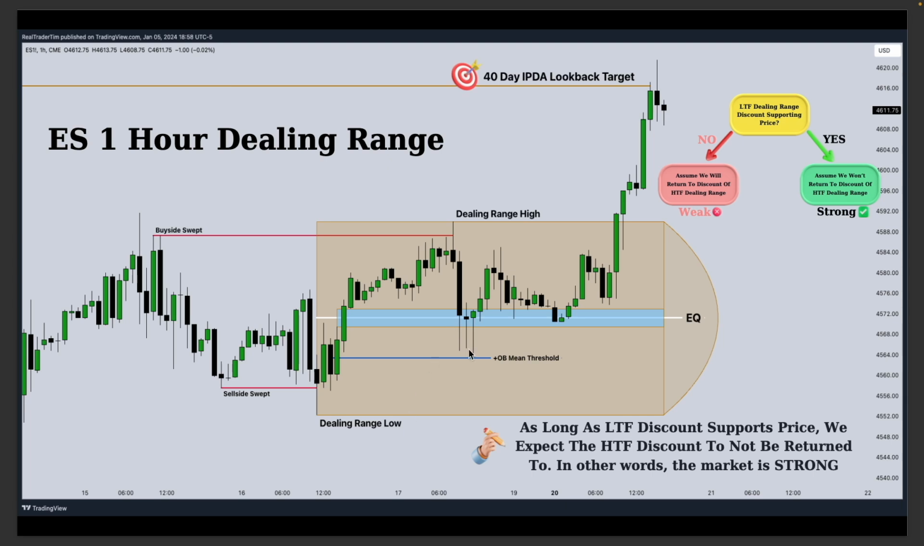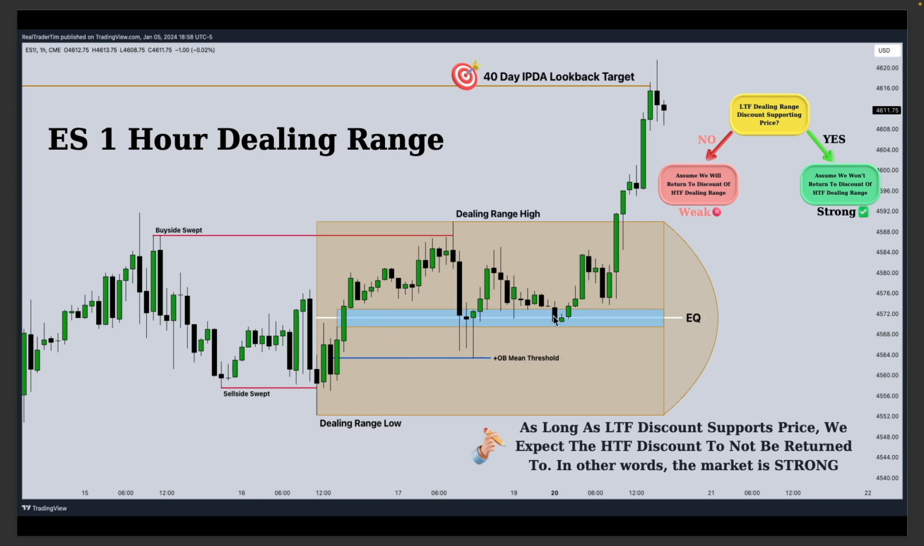So as long as these hourly discount key reference points offer support for the algorithm, we're going to expect the 4-hour, the daily, the weekly, the monthly dealing ranges not to be returned to. After we wick into mean threshold of this order block, what are the bodies telling us? Is it respecting this fair value gap? Yes. So the wick's doing the damage into a key reference point, but the bodies are telling us time and time again that it is respecting this discount level, the discount of this hourly dealing range.